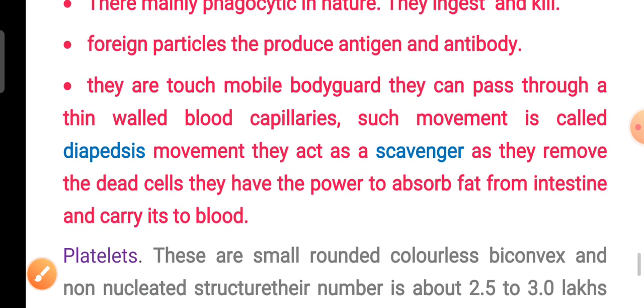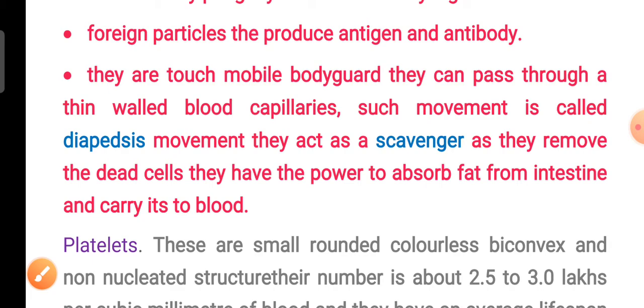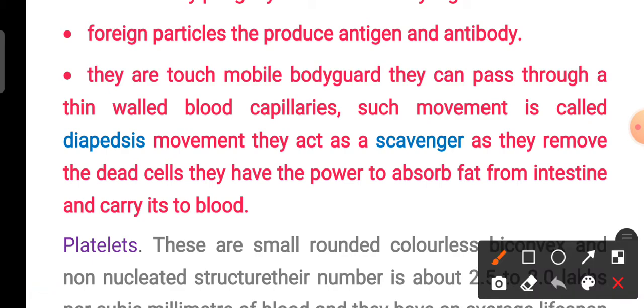And another term is here. Here is a work, as you can say the bodyguard, that is the WBC, and the movement of the WBC is called diapedesis movement. You can see the movement of this WBC, which is a diapedesis movement, that acts as a scavenger as it removes the dead cells.